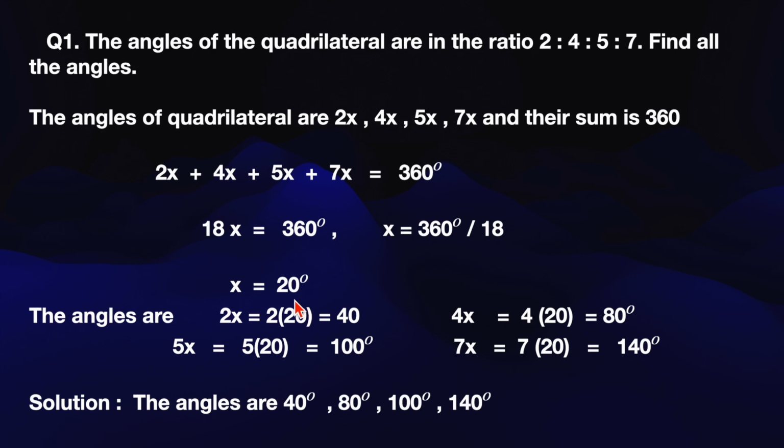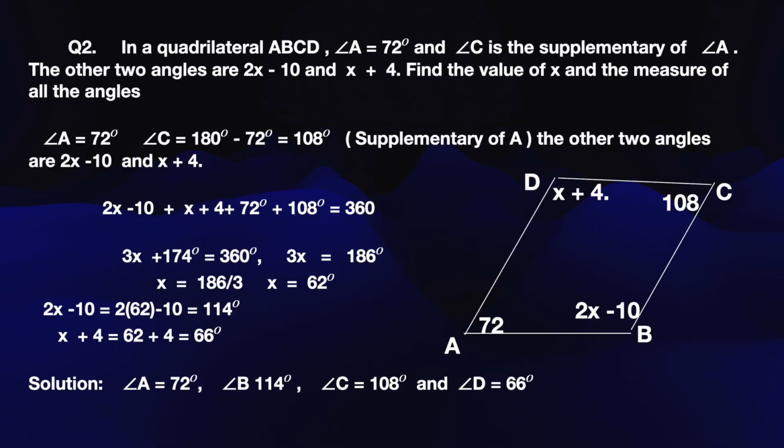Now, we have to find the angles. So, substitute x as 20 here. The first angle is 40 degree. Put x here as 20. Second angle is 80 degree. Third angle is 100 degree. And the fourth angle is 140 degree.